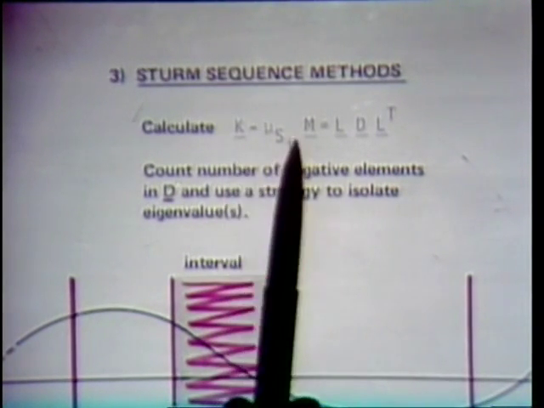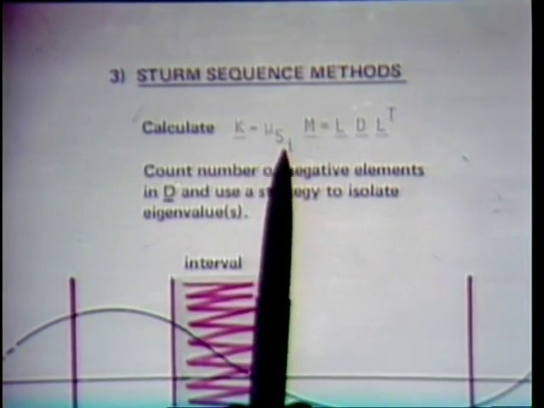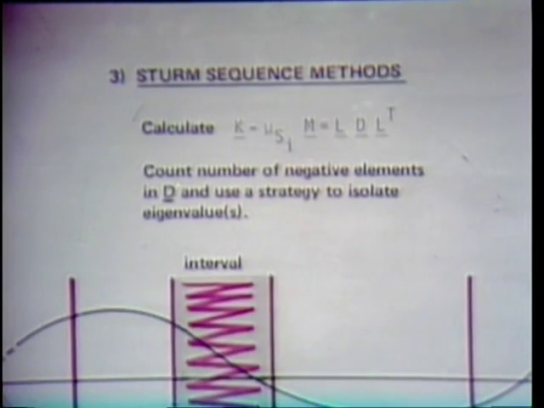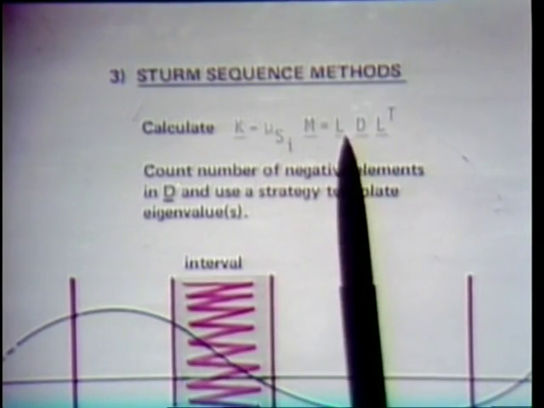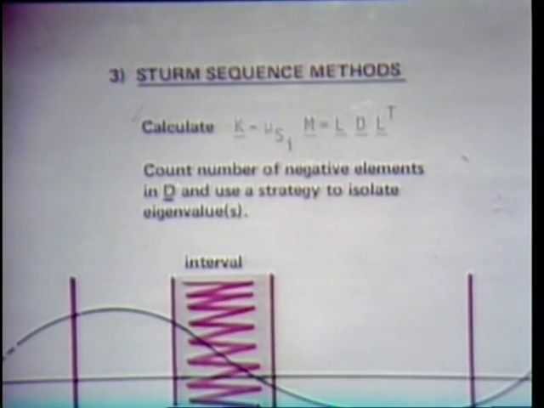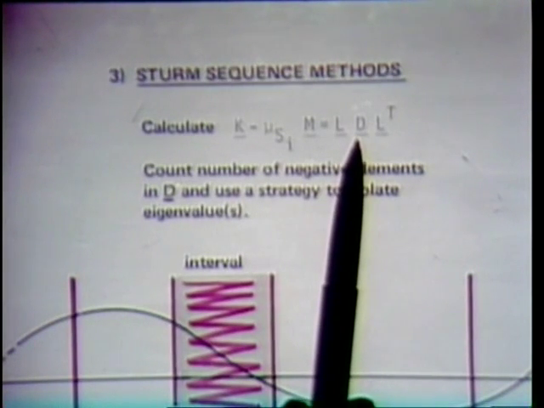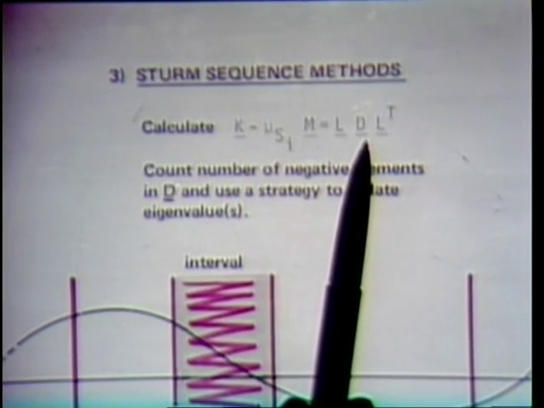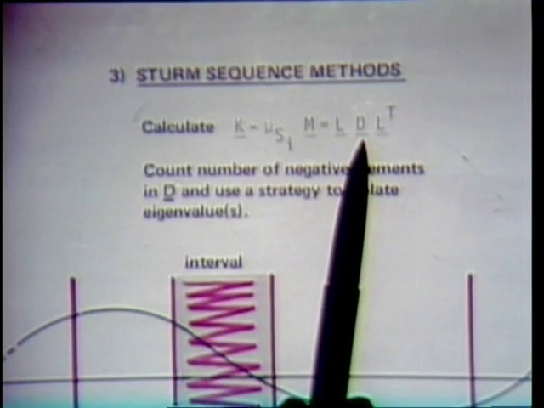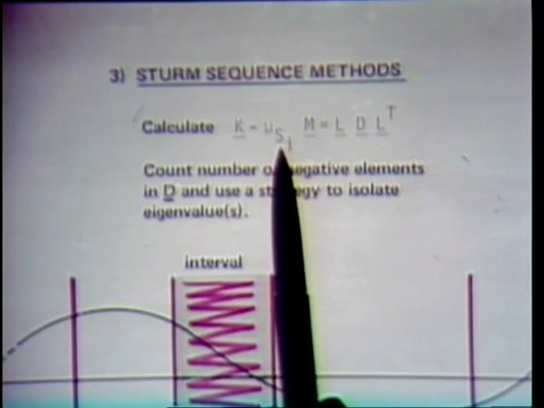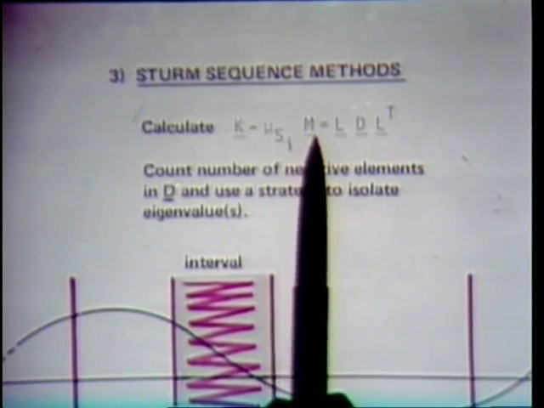So basically what we are saying is the following. We take this coefficient matrix. Now I make the mu s a variable. We factorize that coefficient matrix into LDL transposed, and the number of negative elements in D is equal to the number of eigenvalues smaller than mu s i. How do we use this fact?